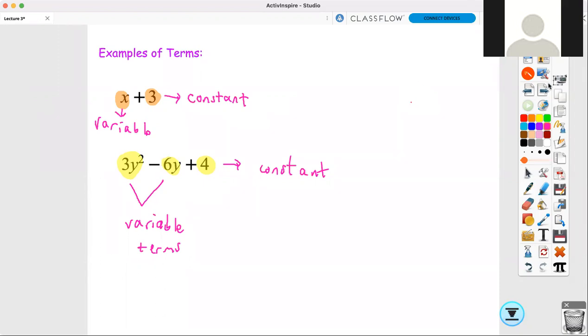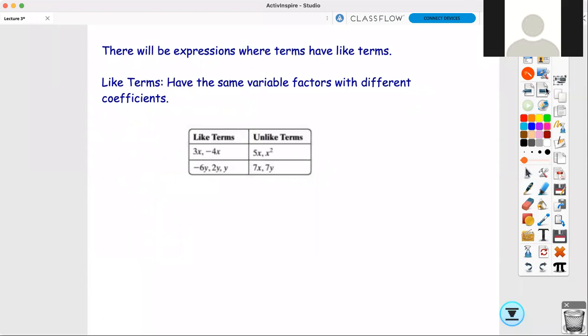Okay, let's move on. So the reason why this matters is that there will be expressions where terms are going to have like terms. So what is a like term? Well, a like term is pretty much terms that have the same variable factors with different coefficients. That's what a like term is. So look at this box here real quick.